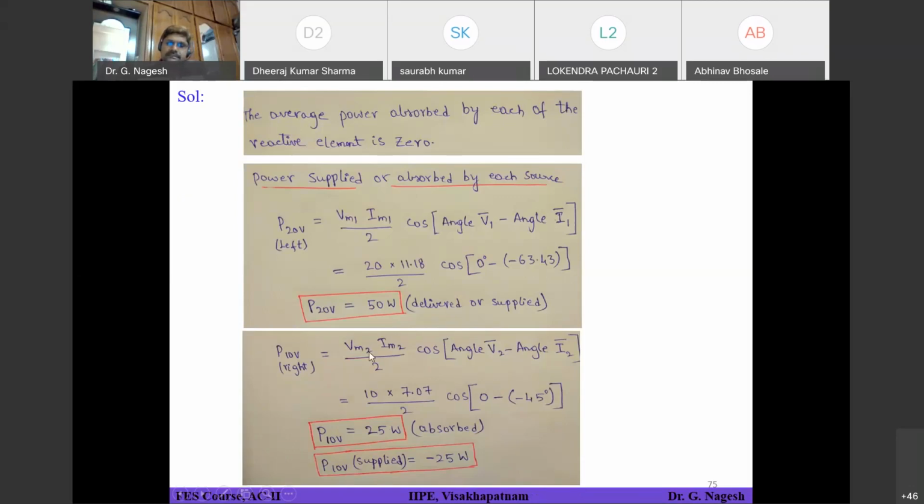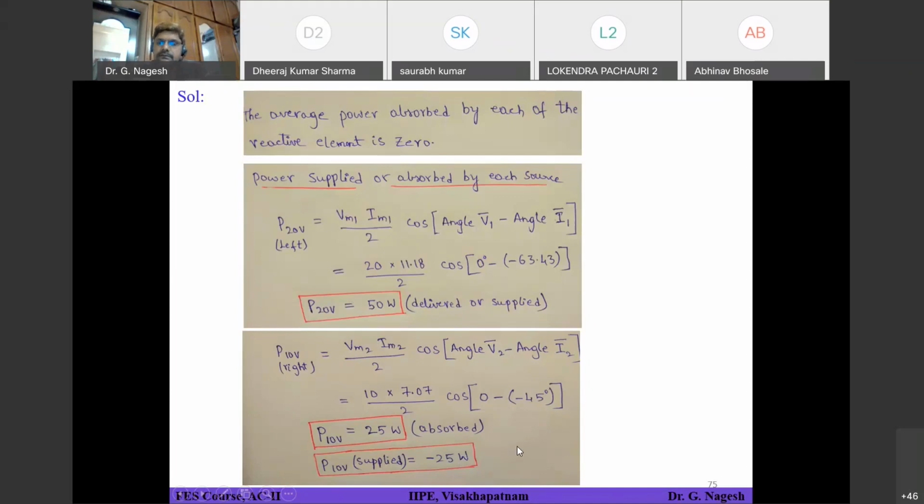So it's the same thing. You can apply this formula, Vm by 2 into cos of theta minus phi, the same way you applied it for the first source. If you do that, you will get the power absorbed by the 10 volt source as 25 watts. If I ask you what is the supply, it should be minus 25 watts. Okay, so did everyone try doing this or not?